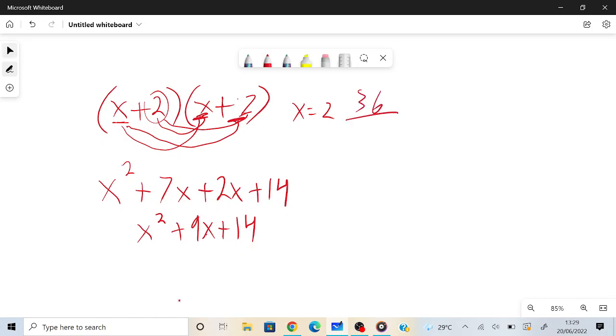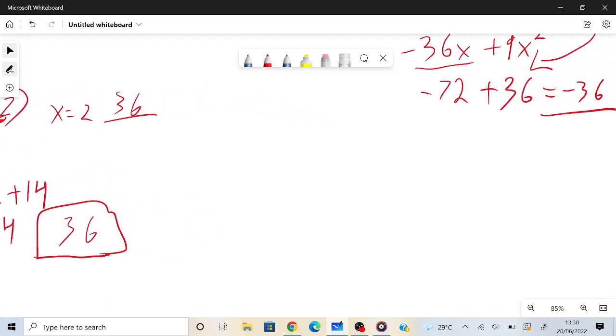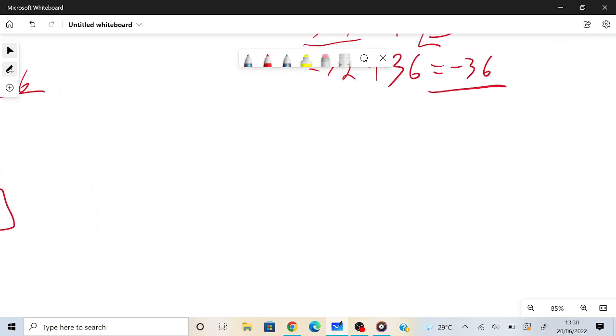Putting 2 over here, you have 2 squared, that's 4, plus 7 times 2, that's 14, plus 4 again, that's 4 plus 4, 8, plus 14, that's 22, and then you add 14 to 22, you have 36. So this is correct as well. Again, I'm just taking 2 as an example. You can take any number, it should still give you the same answers in both cases.